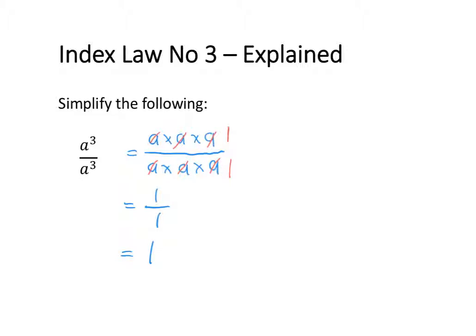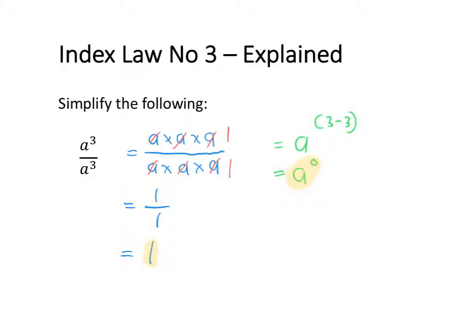Now I'm going to have a go at simplifying it using the second index law. So using the second index law, I know that a to the power of 3 divided by a to the power of 3 is going to equal a to the power of 3 minus 3, which equals a to the power of 0. So using the two methods, I know that a to the power of 3 divided by a to the power of 3 is equal to a to the power of 0, which is also equal to 1.